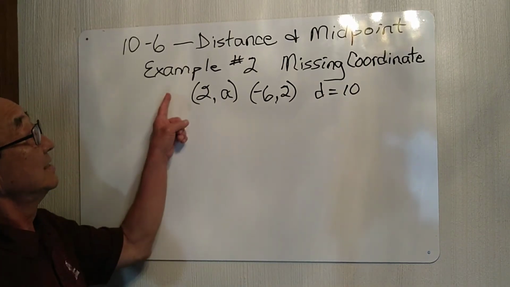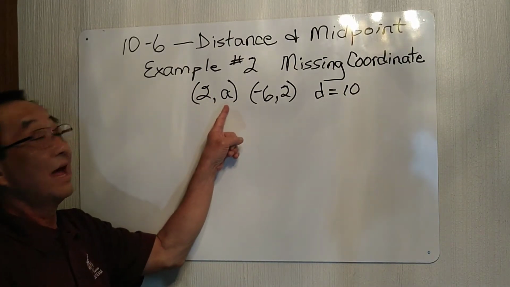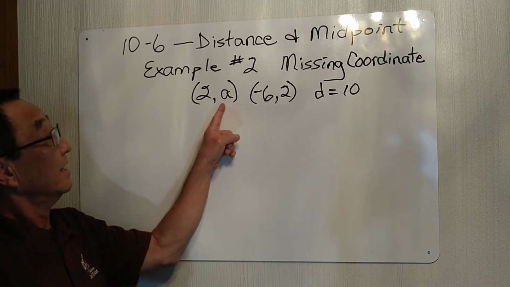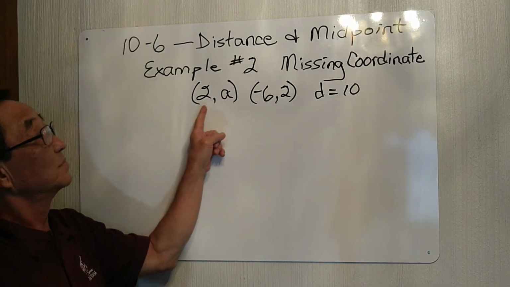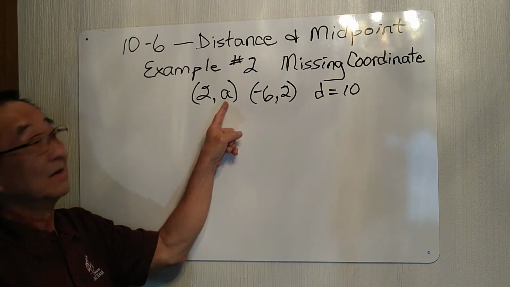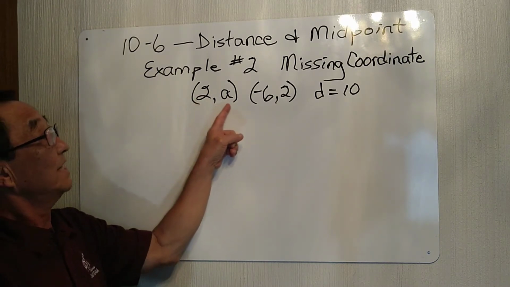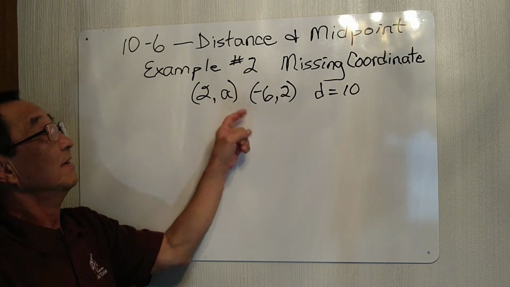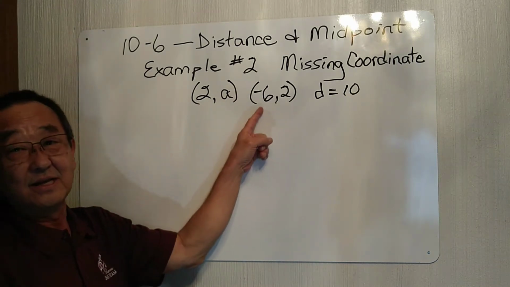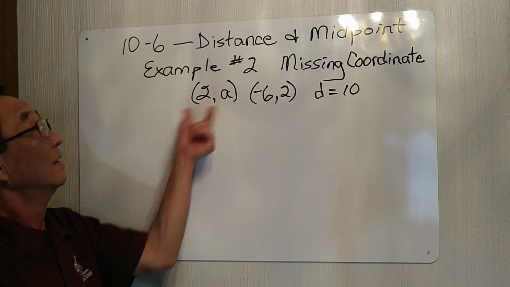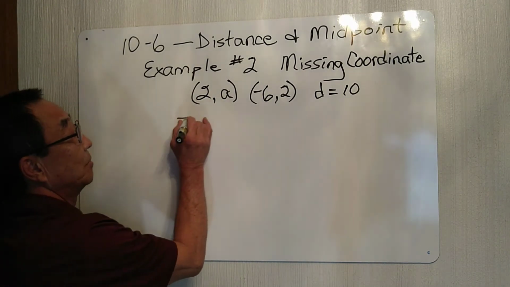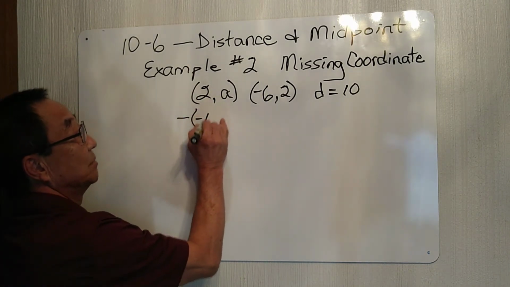Okay, your second example is based on having a missing coordinate. And in this case, a is the y coordinate for this point 2, whatever. Okay? So basically, when you have a coordinate that is missing, you put it on top when you stack it. So the next step is to stack the points.